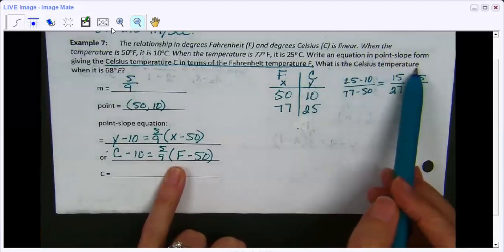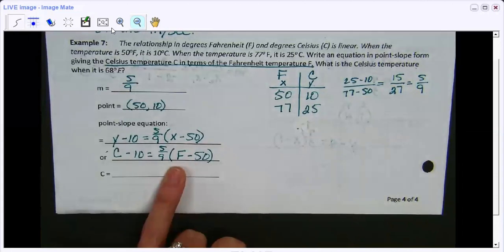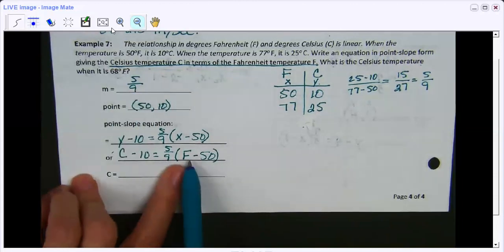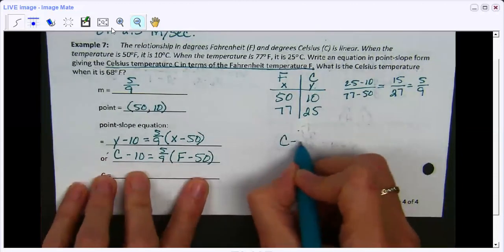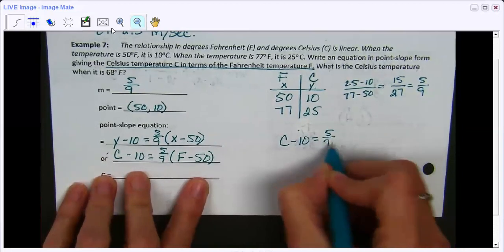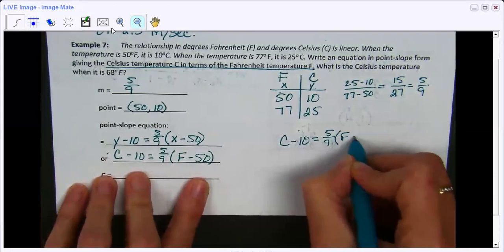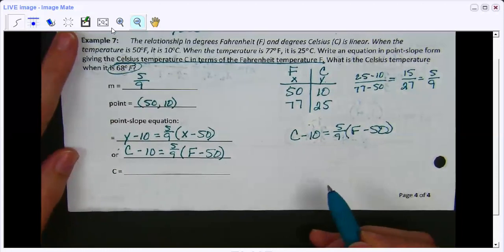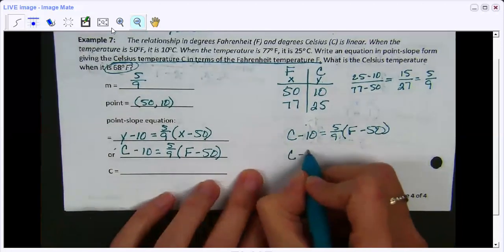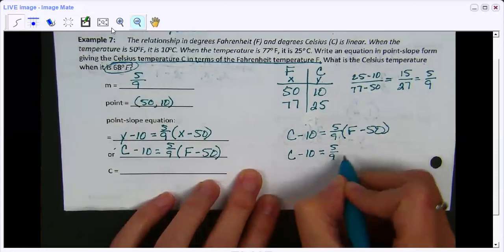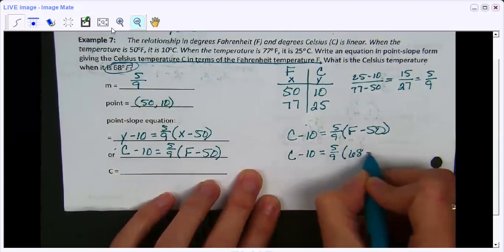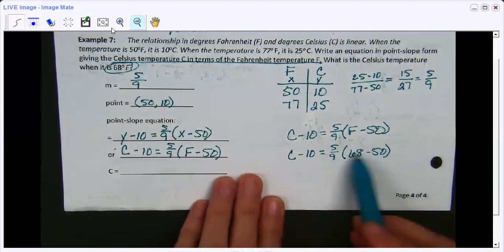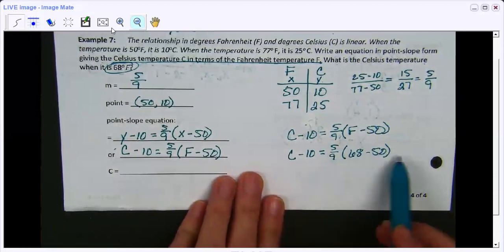What is the Celsius temperature when it is 68? So it's asking for Celsius, and they give us 68 degrees Fahrenheit. So all we have to do, I'm going to write out the formula right here. I'm going to plug in 68 degrees Fahrenheit into my equation and solve for C, Celsius. In this case, I'm not going to distribute my 5/9 because I have two terms inside of the parentheses that I can easily combine.